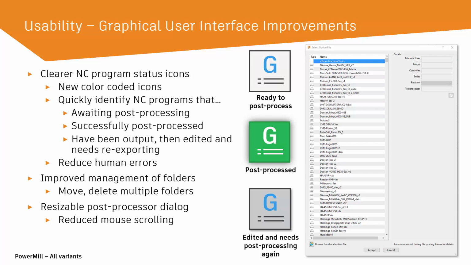Once that NC program has been post-processed, the icon changes colour. It turns green. So it's visually reminding you which ones have been saved out to the hard drive and which ones are waiting to be saved. If you subsequently make an edit to this NC program after post-processing, the icon changes colour again. It changes to have a dark grey background, making it obvious which ones have been edited and may need additional work as well as post-processing to the hard drive.